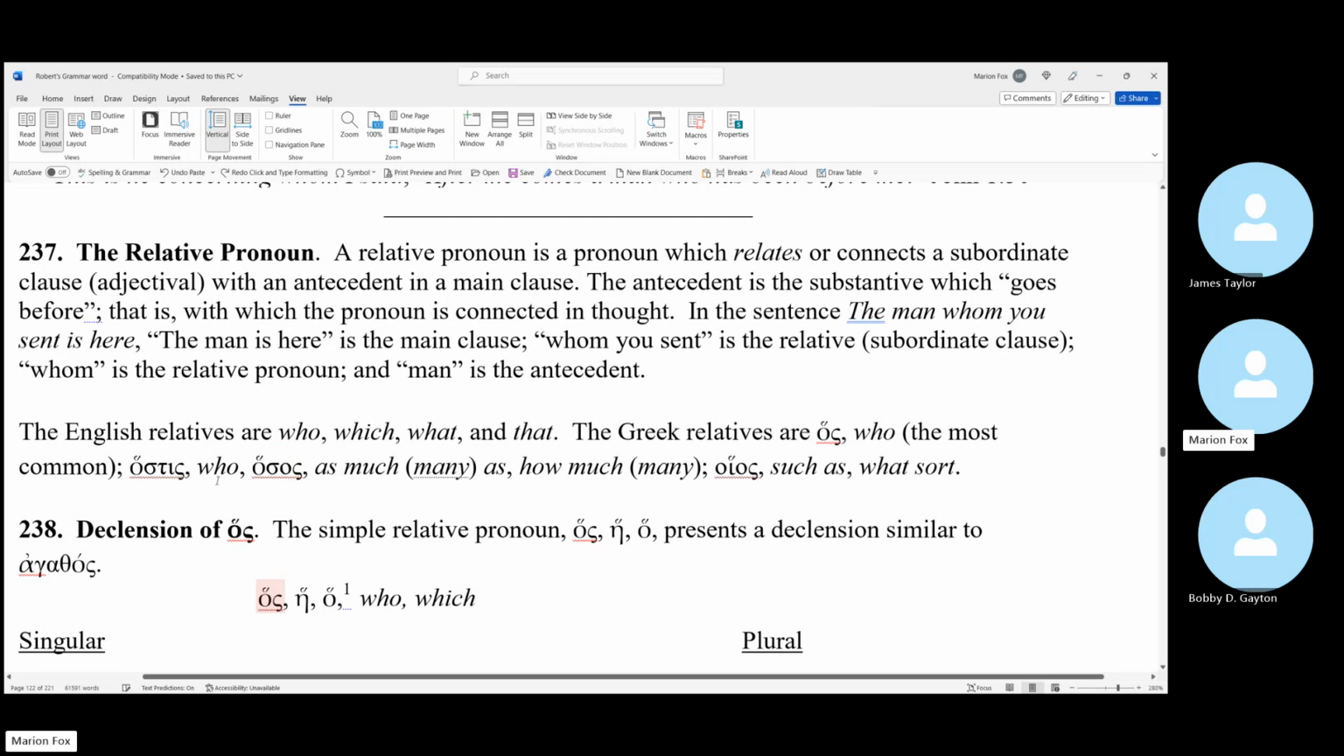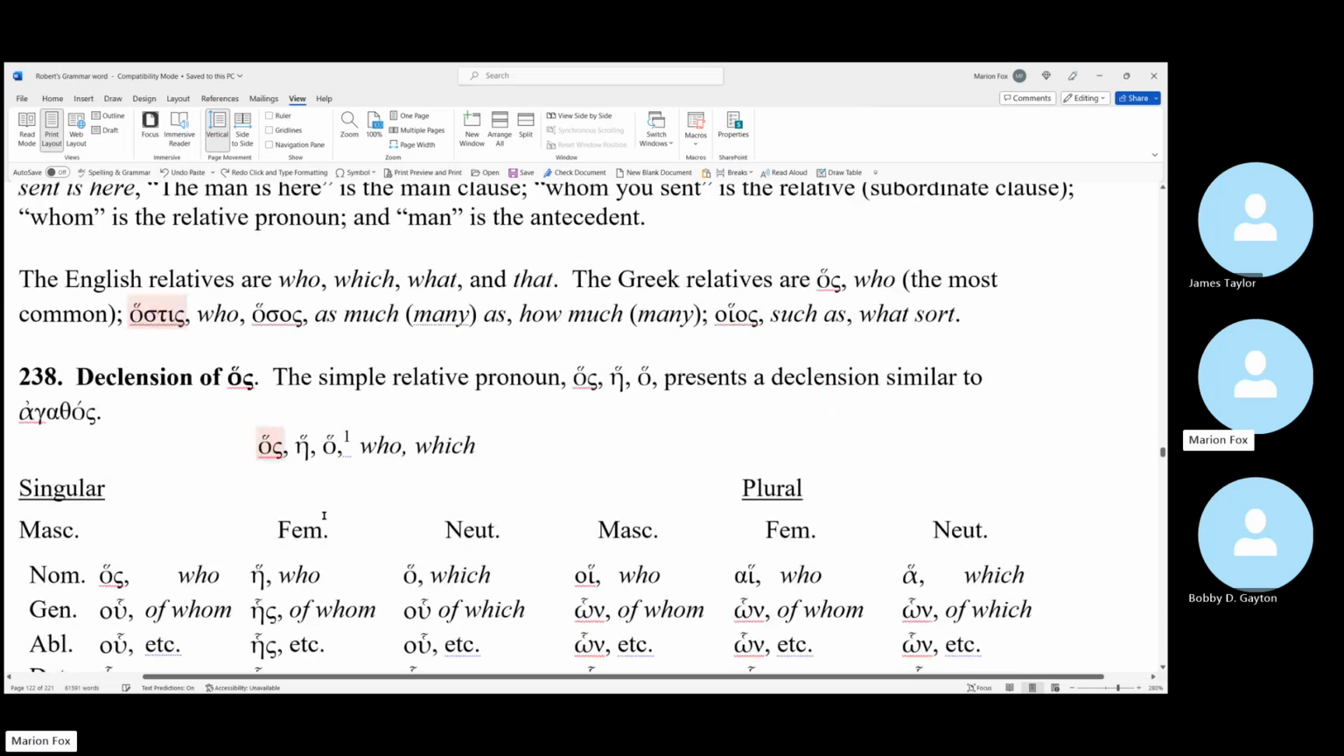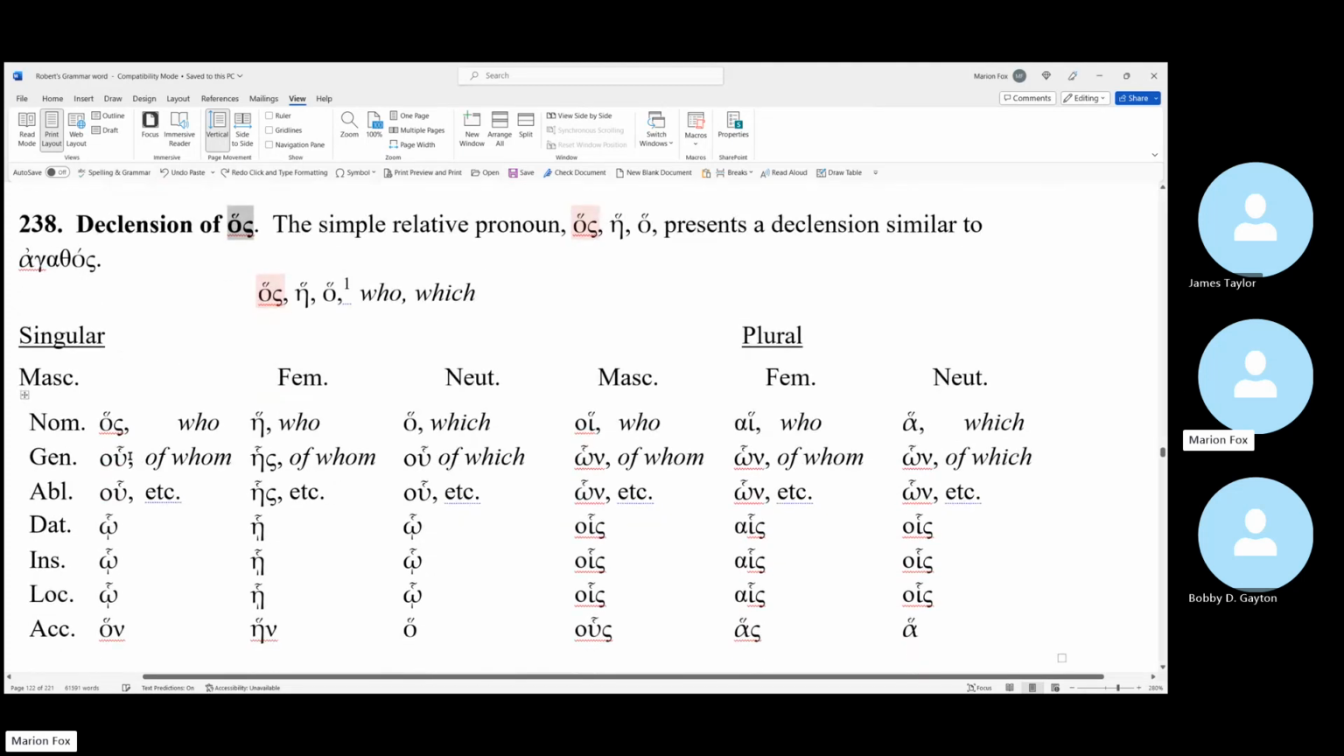Well, I think this is covered later, but I'm not sure. We may not cover it fully, but in this book, I think it does. There's your declension of it. It's similar to agathos, okay? So you take agathos and how it's declined and take the ending of it, and that'll be what you'd have over here, just the ending of agathos as you decline it. That'll get you pretty much your endings here.